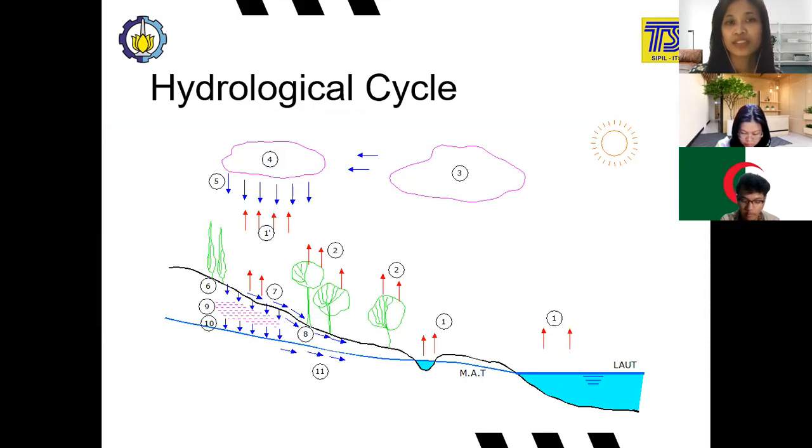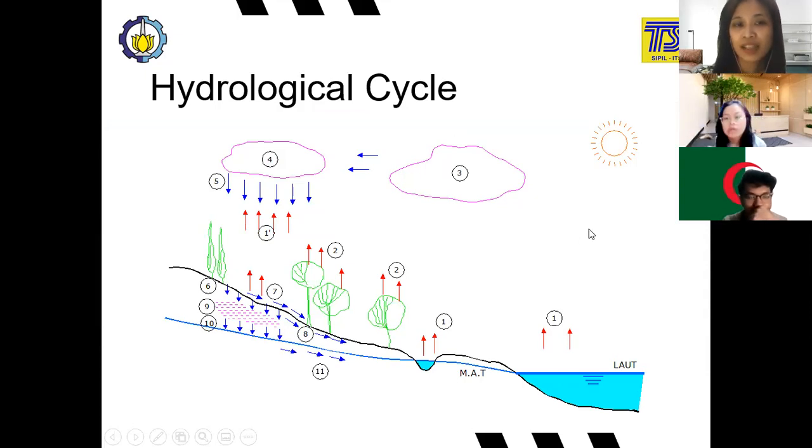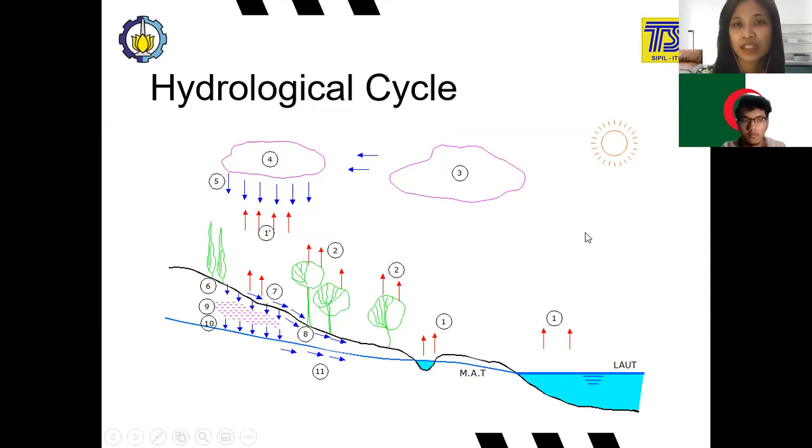this is the hydrological cycle that you already saw in our previous last 2 weeks, I guess. So the evaporation is number 1, and then we have transpiration in number 2. And if we sum number 1 and number 2, when evaporation and transpiration happen, it will be evapotranspiration. So yeah, today we will talk about evaporation and transpiration.